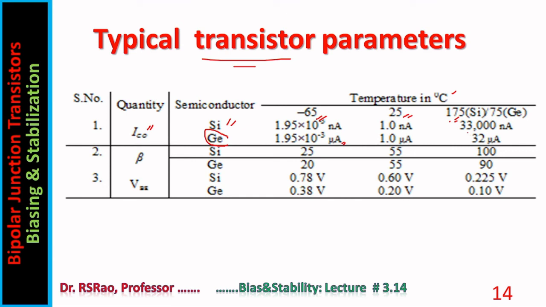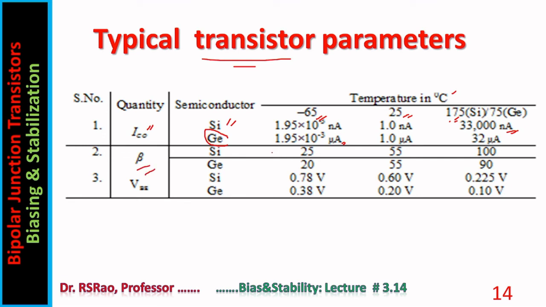At 175 degrees for silicon and 75 for germanium, it is 33,000 nanoamperes for silicon, 32 microamperes for germanium. It means for germanium at 75 degrees centigrade, IC naught is 32 microamperes. For silicon at 175 degrees centigrade, IC naught is 33,000 nanoamperes.